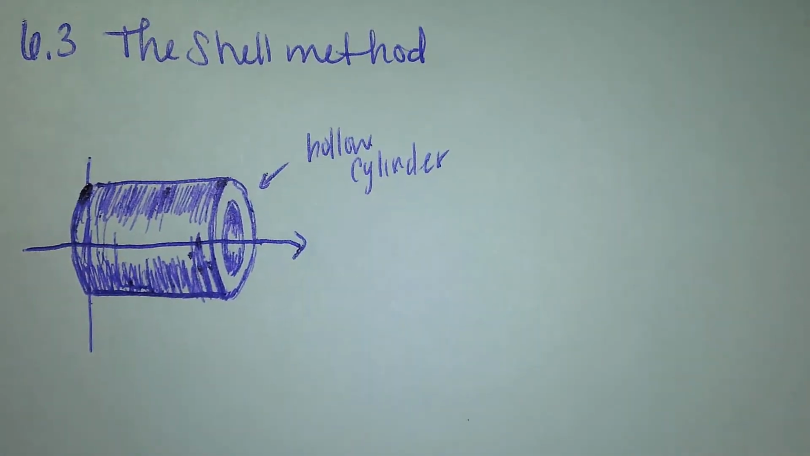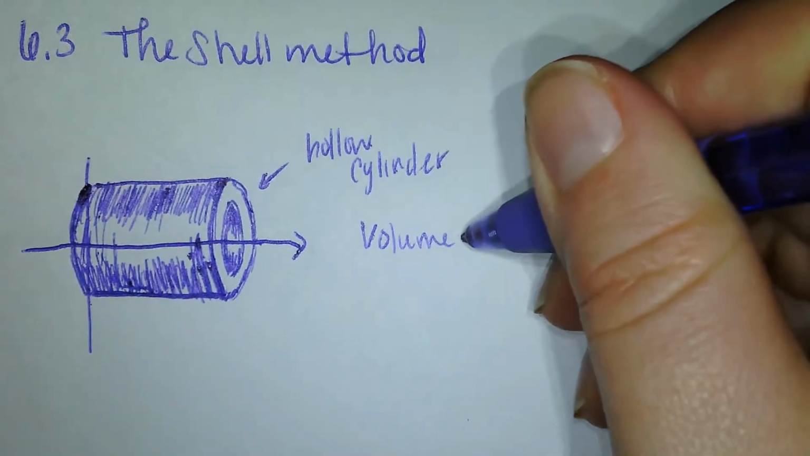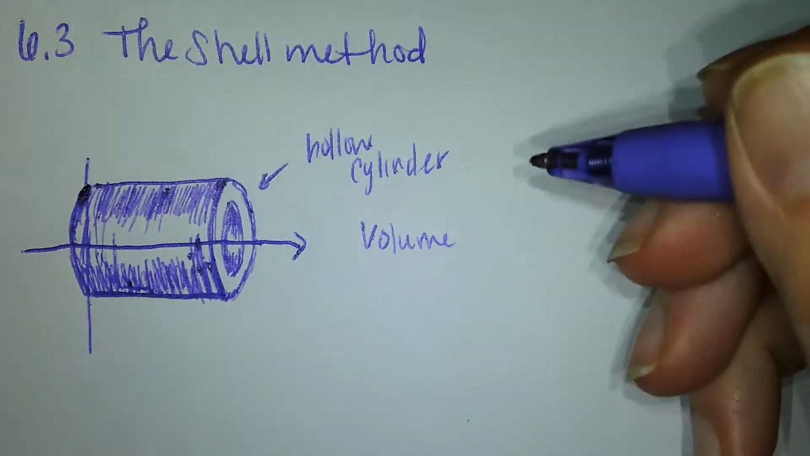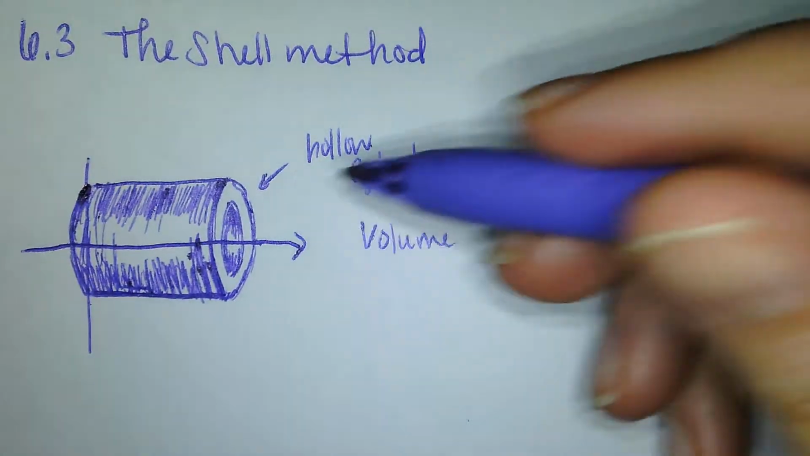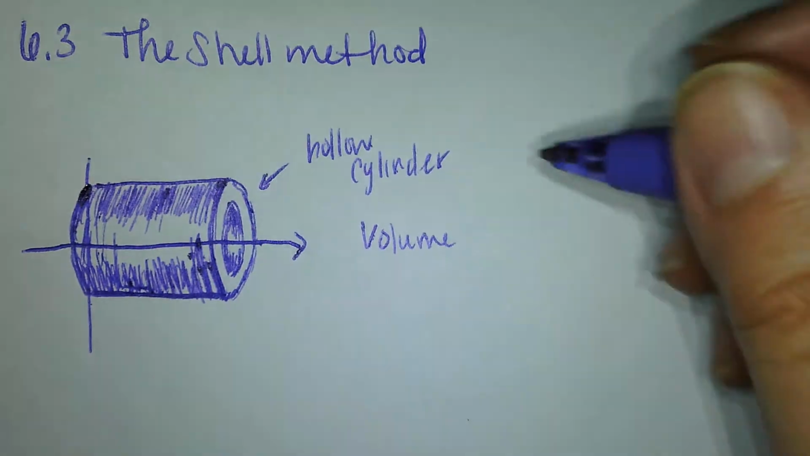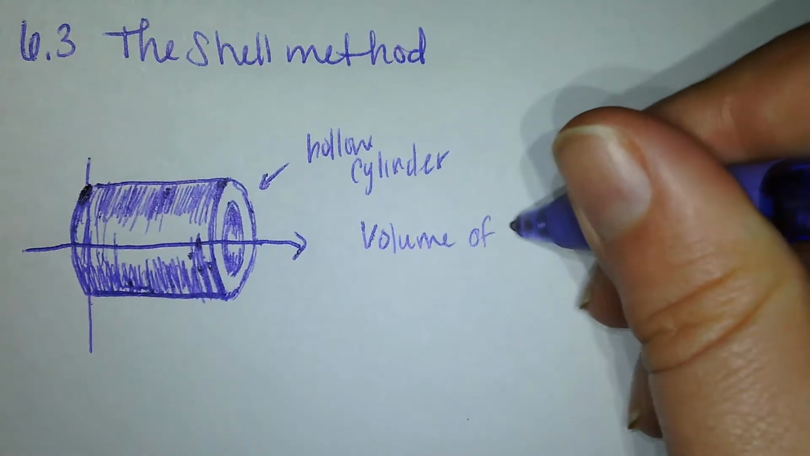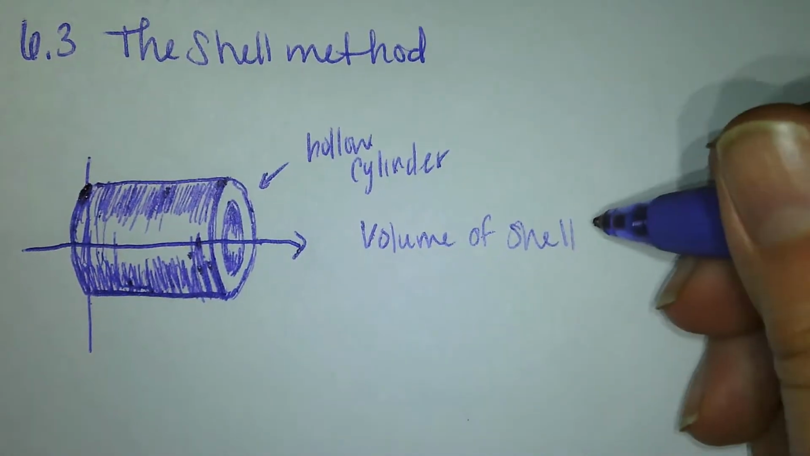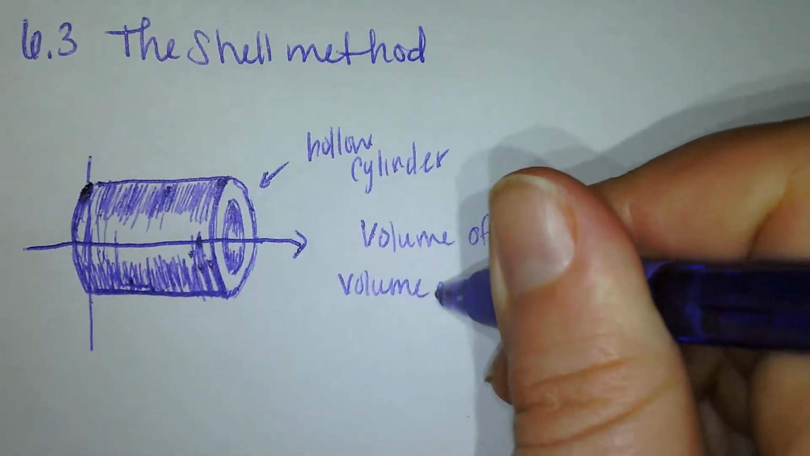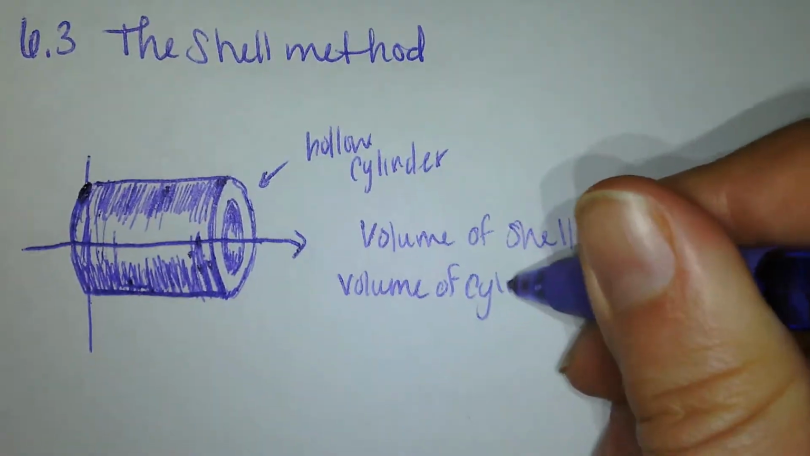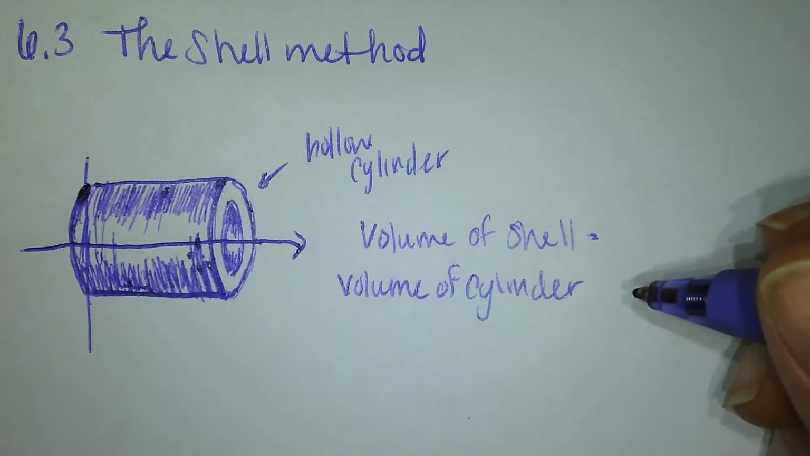So the hollow cylinder, what is the volume of a hollow cylinder? It's, of course, the volume of the outside, or the volume of the cylinder. So we call this a shell. Just like the other things we call discs and washers, these are called shells. So the volume of the shell is going to equal the volume of the cylinder minus the volume of the hole.